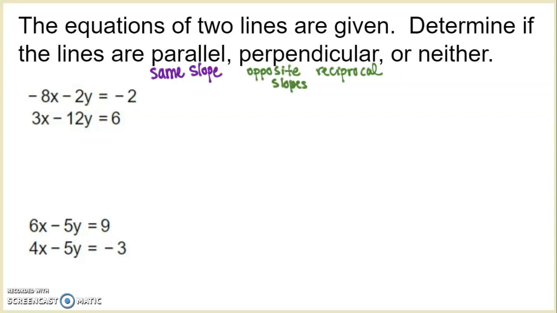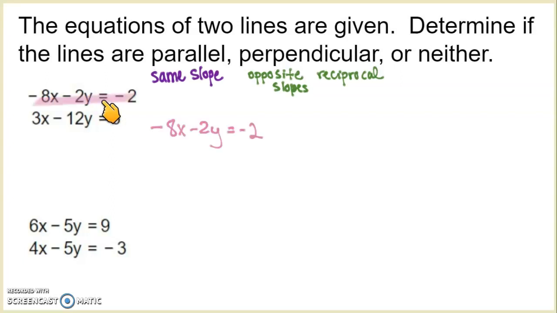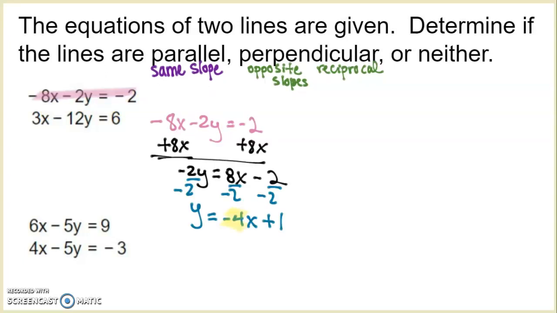in the previous video. So for this particular equation, if I isolate the y variable, get it by itself, this is the equation I get. So add 8x to both sides, since that was -8x, and then I'm going to divide everything by -2. And so this is my equation in slope-intercept form, and my slope is -4.